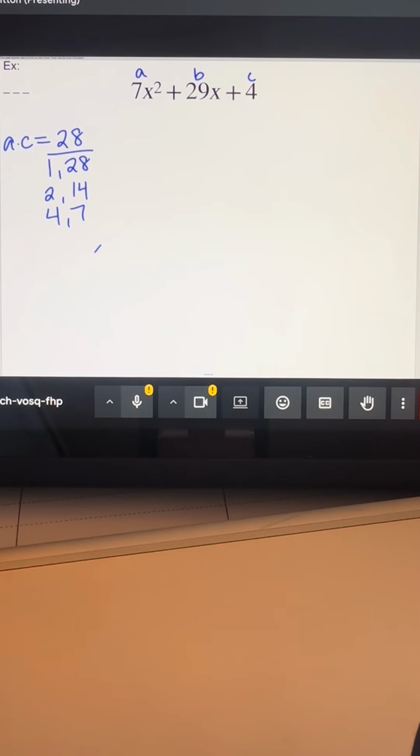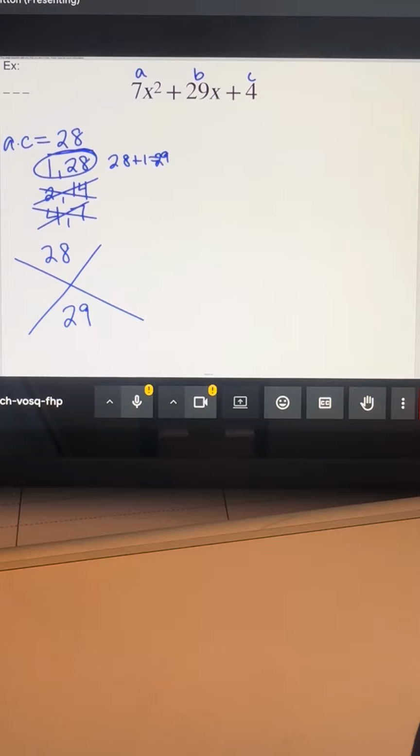Okay, I want you to draw your X. On top is the 28, that's your A times C. And then on bottom, we need 29. So my first one is 1 and 28. Can I add or subtract those and get 29? 28 plus 1 is 29. So yeah, we can do this one. 2 and 14, that would give you 12 and 16, so that one doesn't work. 4 and 7, that one doesn't work.